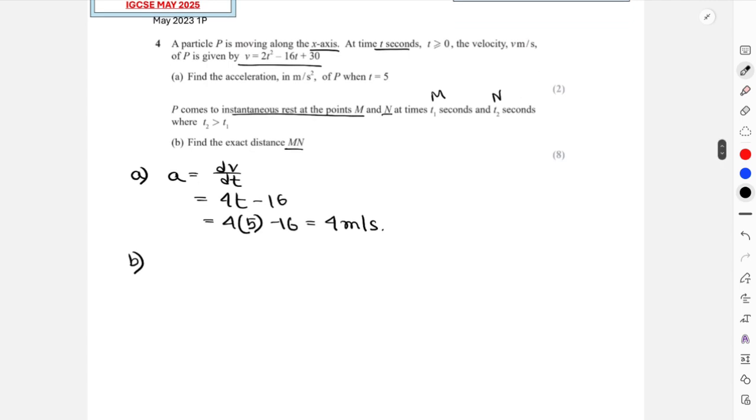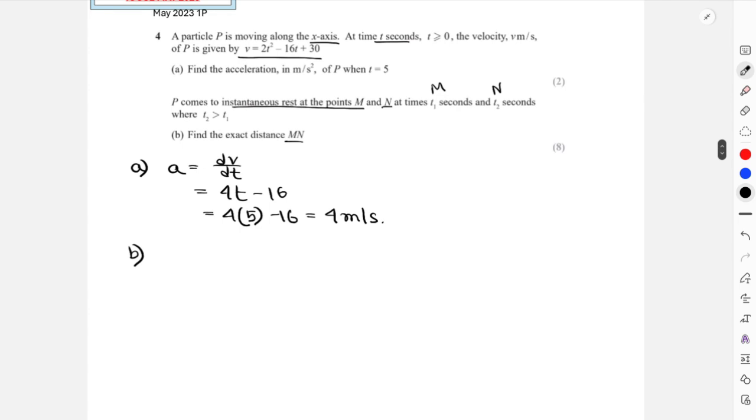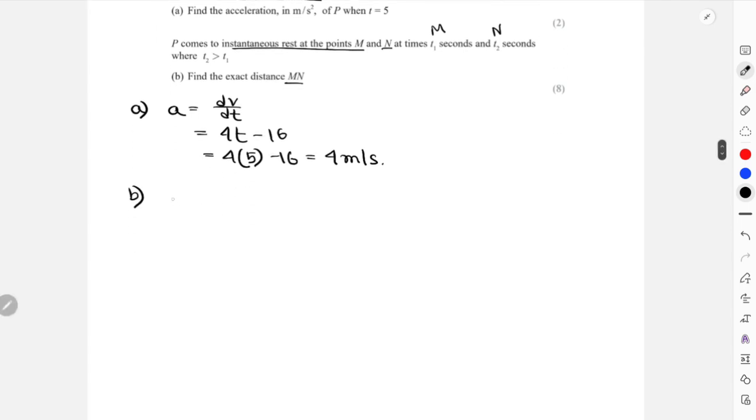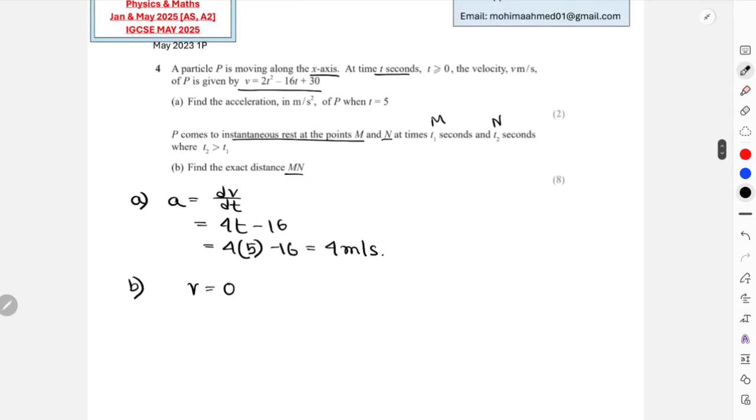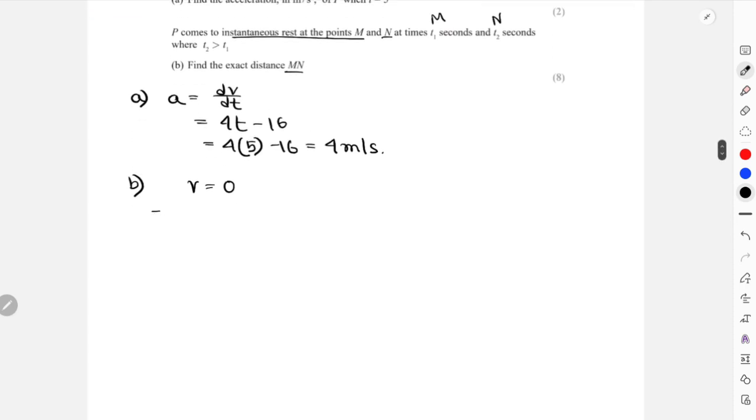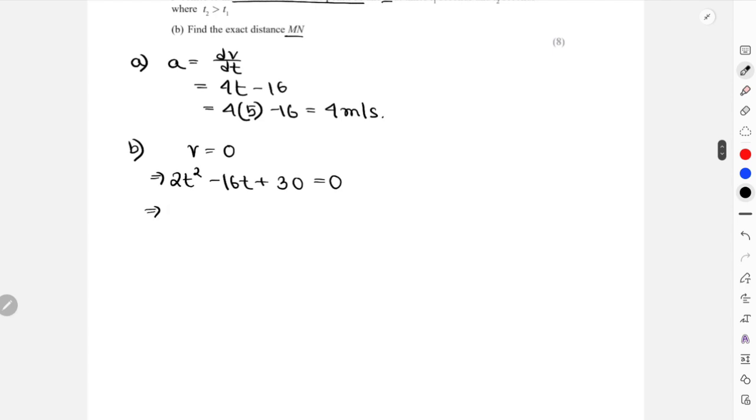Let's first find the values for t2 and t1, then you have to integrate within the boundaries of t2 and t1. That's what it says over here. So first find the values for t1. At instantaneous rest we already know v is equal to 0. So you have 2t square minus 16t plus 30 equals 0, which is going to make it very easy for us to do the middle term.